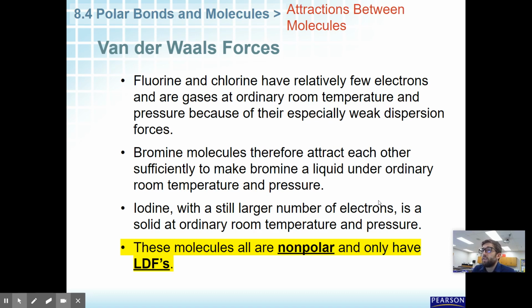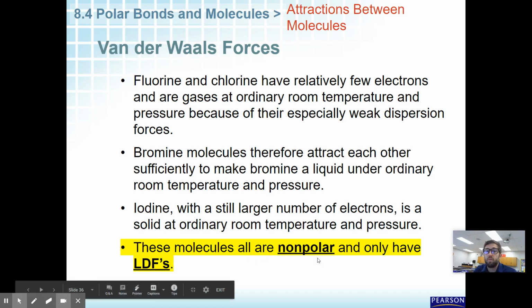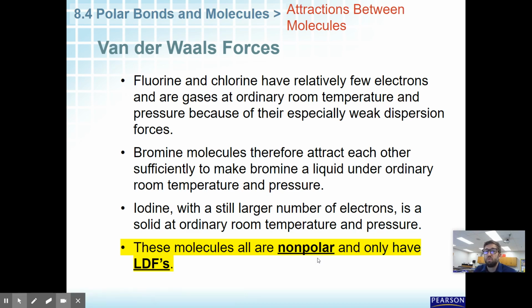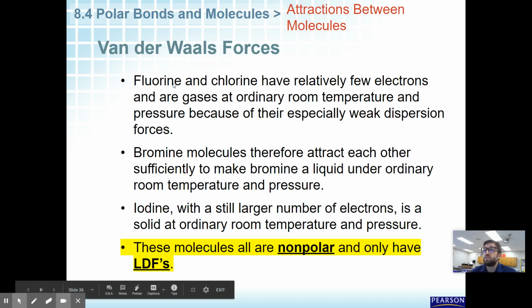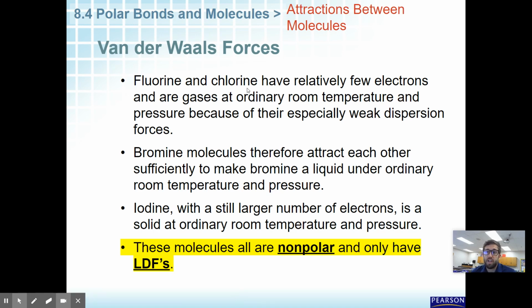Fluorine and chlorine are gases. Remember, they're F2 and Cl2, Br2 and I2 as well. These are all diatomic molecules. They're all nonpolar, and all they have are London dispersion forces, or LDFs for short. You can type or write LDFs, and I'll know what you mean. Regardless, F2 and Cl2 don't have as many electrons as Br2 and I2, and at room temperature they are gases.